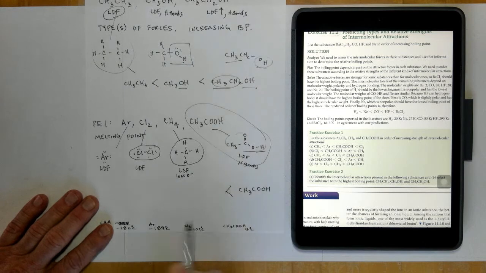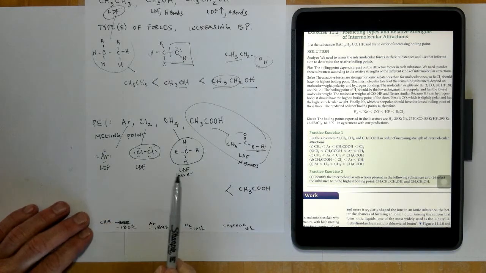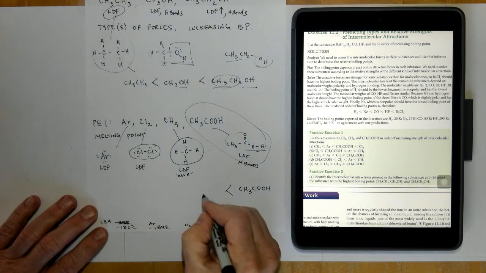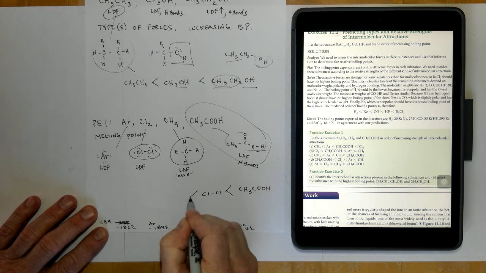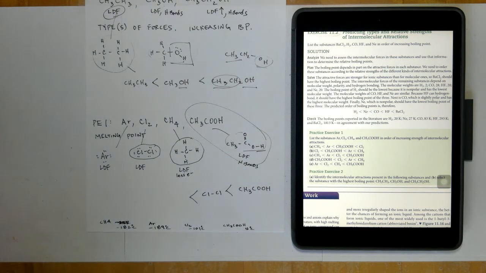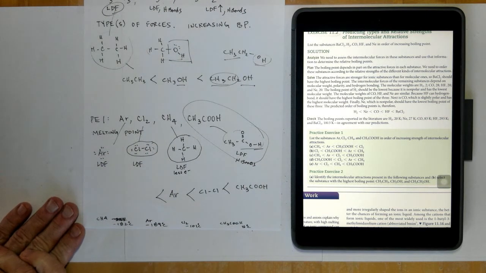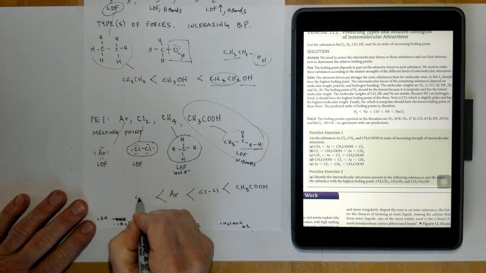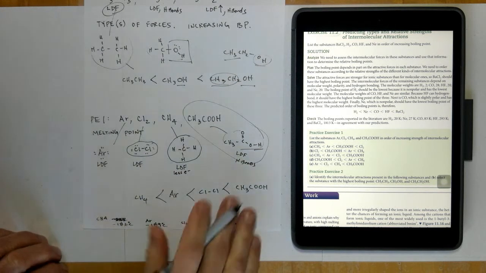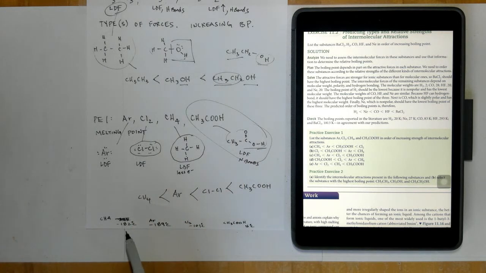Okay, highest melting point. Next one would probably be our one, since they're all the LDFs, the one with the most electrons, and that would be our Cl2. And then our next lowest one would be the one with the next most amount of electrons, which would be argon. And then our one that would have the lowest melting point would be our CH4, because it has the least electrons. And if you look up the data online, you find out that CH4 has a melting point of approximately negative 182, argon about negative 189, Cl2 negative 101, and CH3COOH about 16.